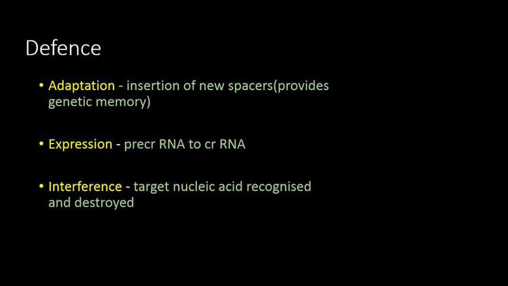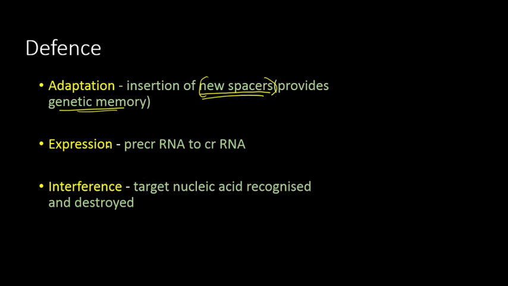Now coming to the defense, how the bacteria is able to defend itself from the virus. There are basically 3 steps. First is the adaptation, second is expression, and third is interference. Adaptation is referring to the insertion of new spacers. That is, when a virus infects a bacteria, it will provide the genetic material to the bacteria. That is what you call a spacer. So the bacteria gets a new spacer. That is called adaptation, and it will provide genetic memory. That is, it acts like an adaptive immunity. We'll come to that soon.